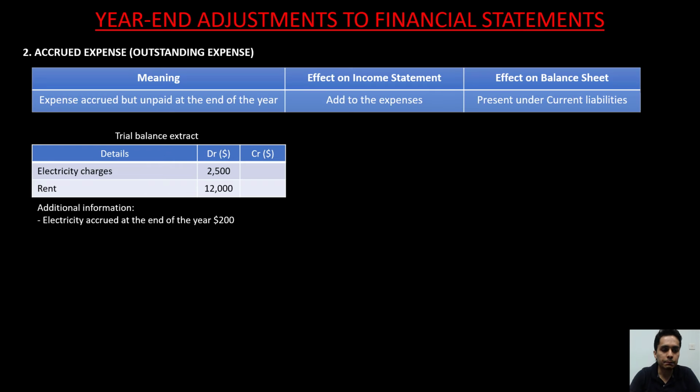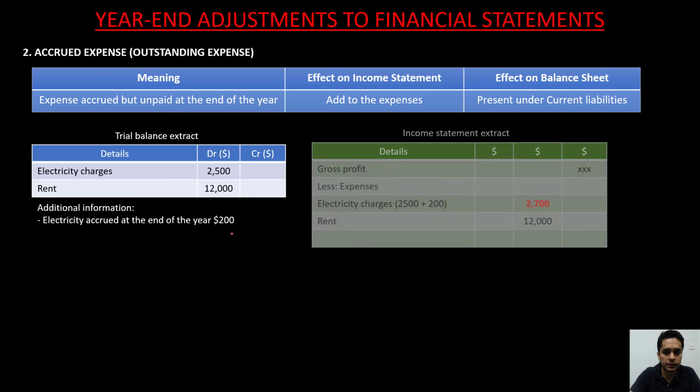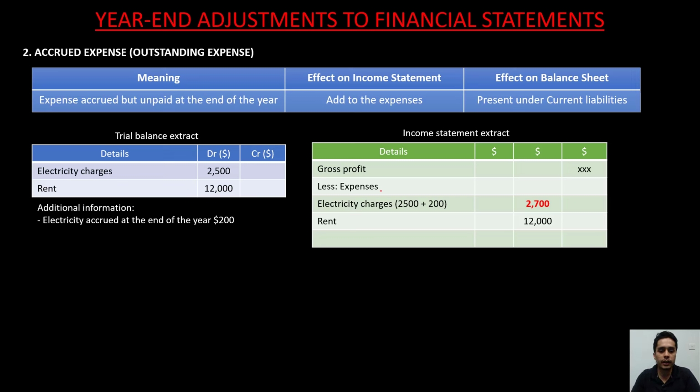Let's have a look at the example. So we have 2 expenses here, electricity and rent, inside the trial balance. At the end of the trial balance, we have electricity accrued of 200, which is nothing but outstanding electricity expense. Let's see what happens in the income statement. Now in the income statement, if you realize, we picked up this 2,500 from the trial balance and manually added 200 to arrive at a total of 2,700. Why did we add it?